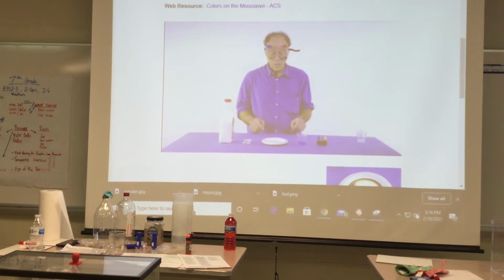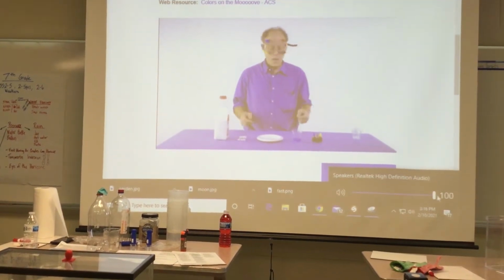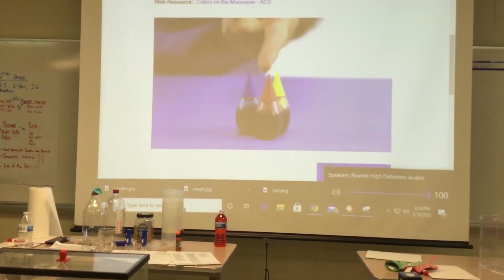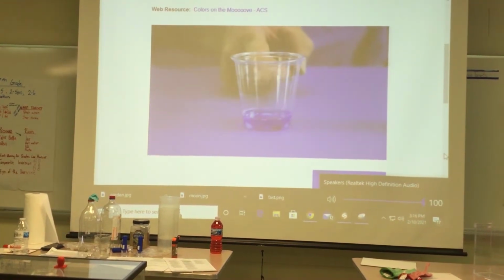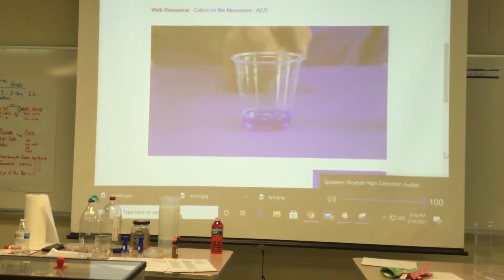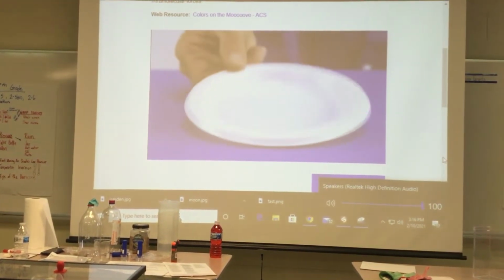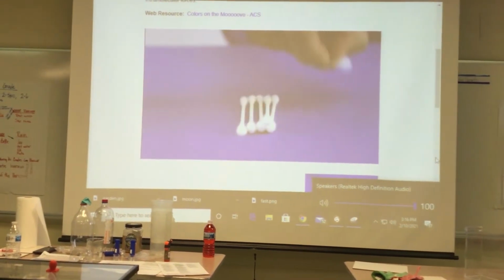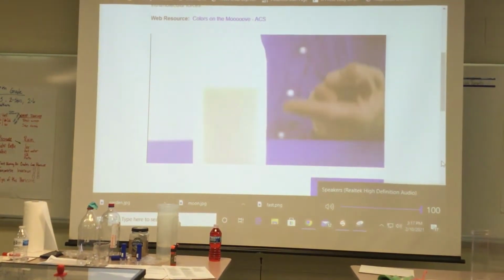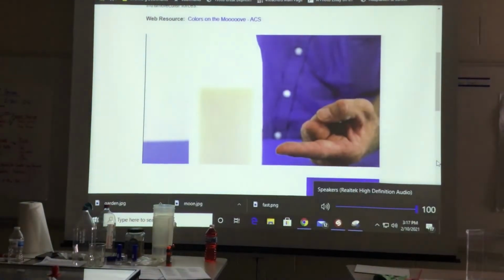Make colors move in milk. You don't need much. You just need some food coloring, some liquid dish detergent or real dish soap, a little plate that's kind of shallow, some cotton swabs or Q-tips, and some milk. In this case, we're using whole milk.